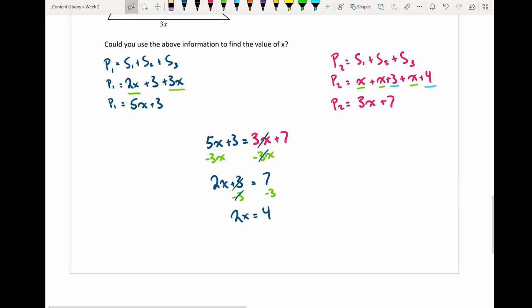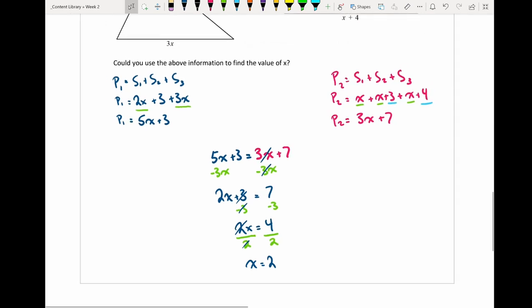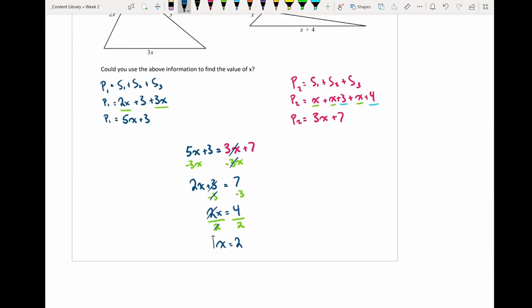Now I'm down to a one-step equation. I'm going to divide by 2 to get rid of the multiply by 2. Do it to the other side to keep things balanced. They cancel out on one side. And I'm left with x equals 2. So that is my value. So I know that x equals 2.